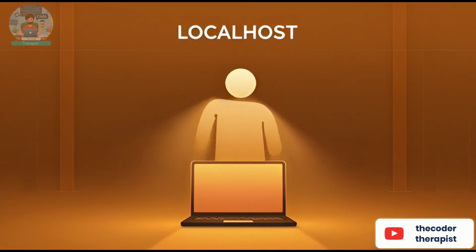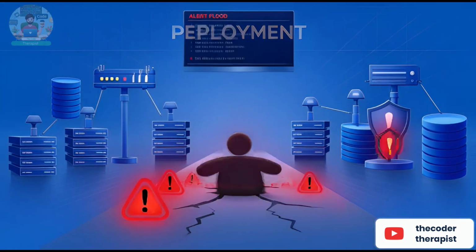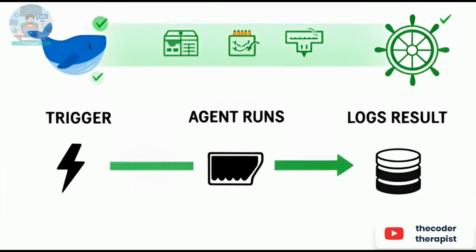Your agent works perfectly on localhost. You deploy it, but it crashes. It leaks credentials. It's unscalable. This is where most hobbyist builds die. Production agents run containerized.